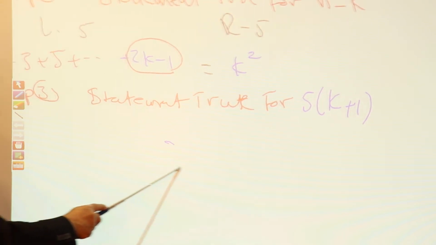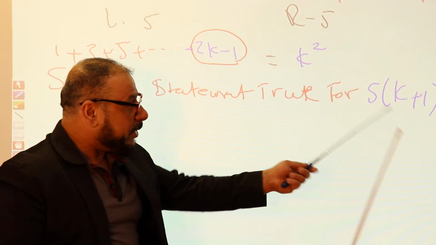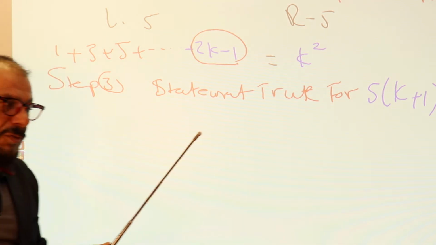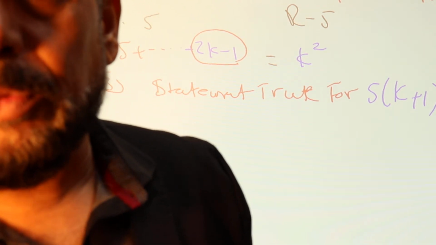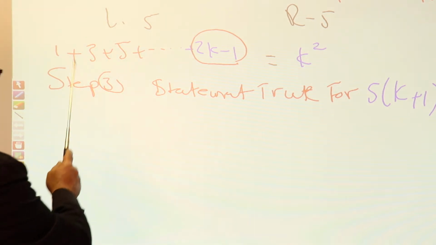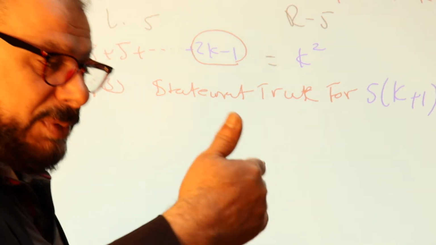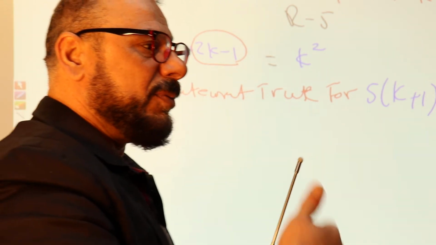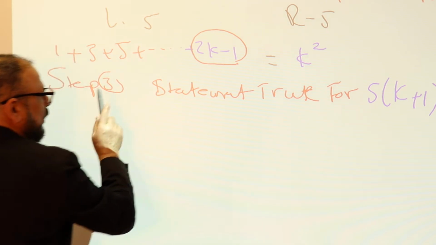Now, let me explain something to make it clear. For S(k plus 1), as an example, if this is good for 1 and 3, which equals 4, it's also good for 1, 3 and 5. If this is good for 1, 3 and 5, it's good for 1, 3, 5 and 7. If it's good for 1 plus 3 plus 5 plus 7 plus 9, it's also good for 1 plus 3 plus 5 plus 7 plus 9 plus 11. And you keep going. Let me show you what I mean.